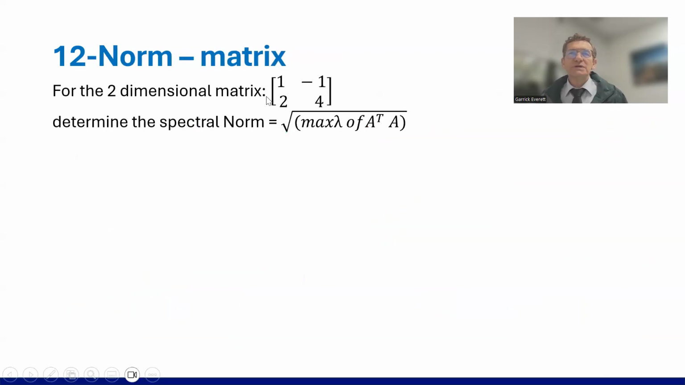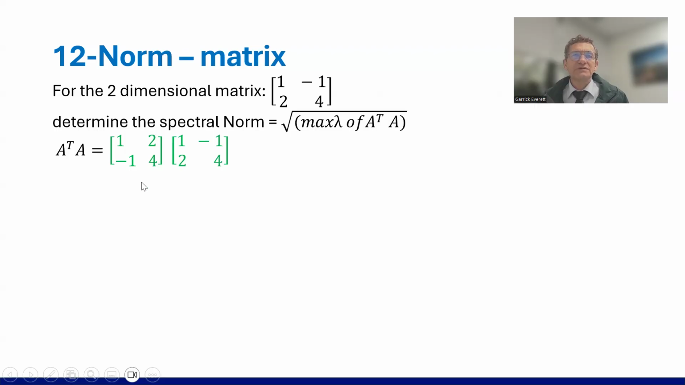Okay, for the two-dimensional matrix 1, minus 1, 2, 4, determine the spectral norm, which is the maximum lambda of A transpose A. So I've included this formula in the assessment last page. So A transpose A, so we've got 1, 2, minus 1, 4, and 1, minus 1, 2, 4. So now notice here, this is not A to the negative 1, this is A transpose. So it's a lot simpler than A to the negative 1.